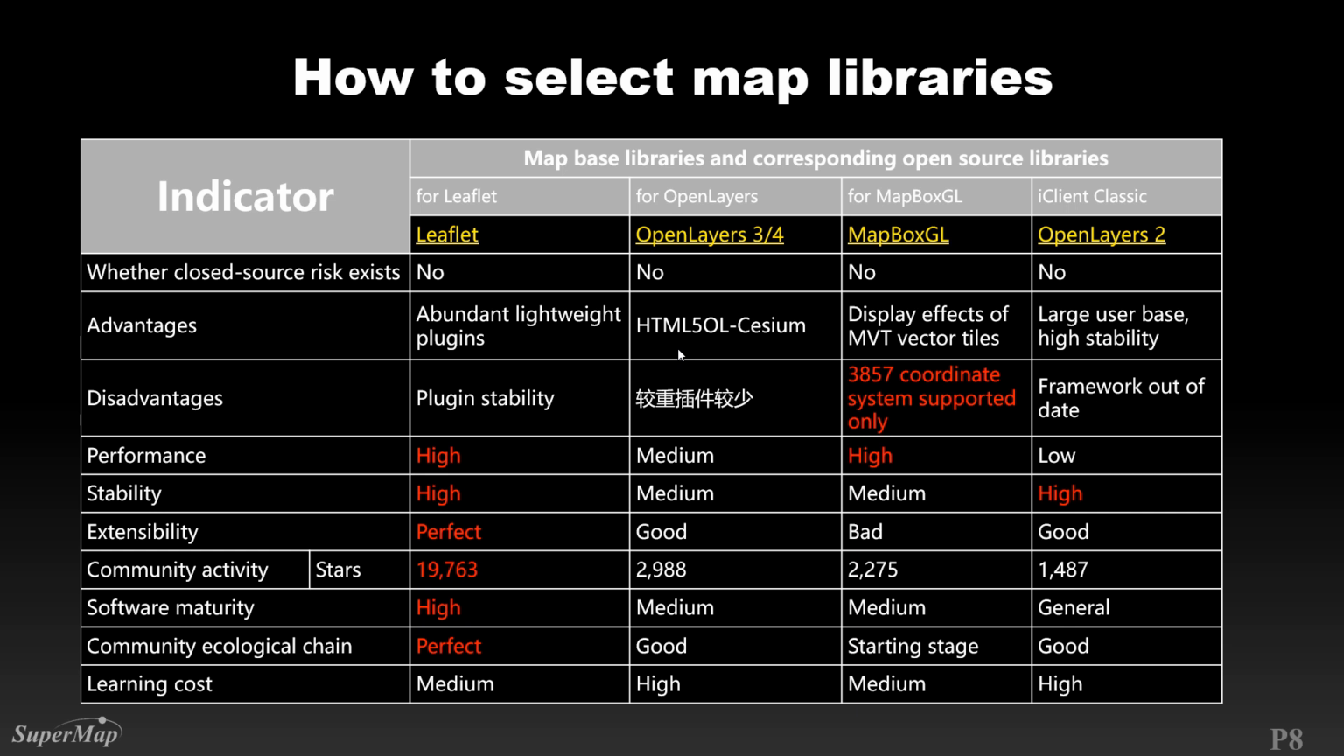As to iClient for OpenLayers, it is based on OpenLayers 3 or 4 with relatively lower activity of the community. Then, what are the reasons for choosing iClient for OpenLayers? We know that even though Leaflet is more convenient for presentation of data in latitude and longitude coordinates.